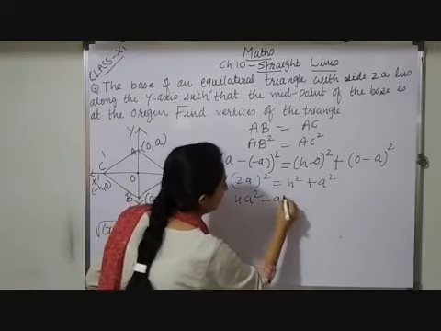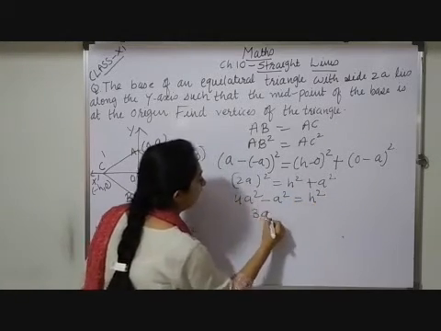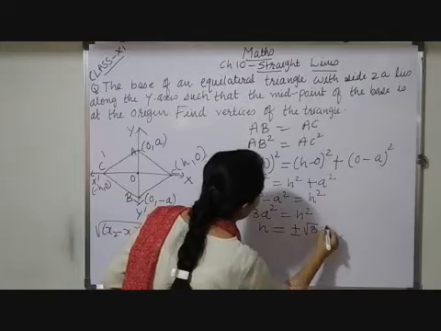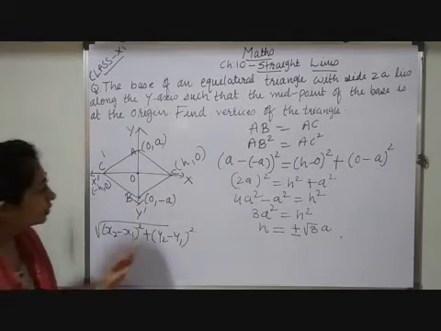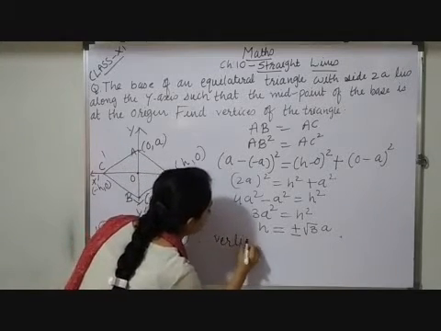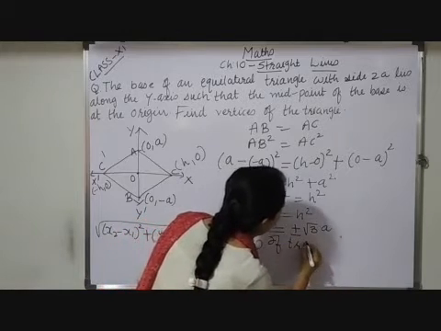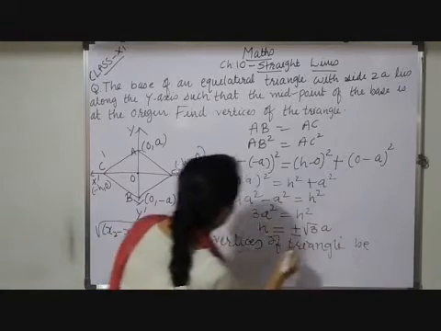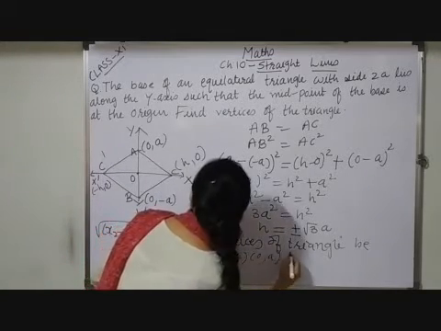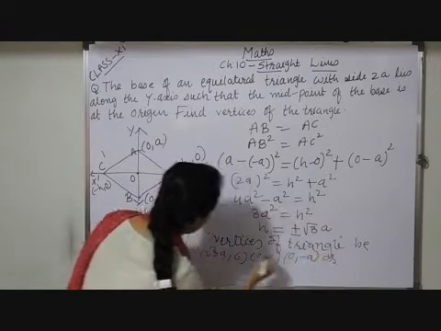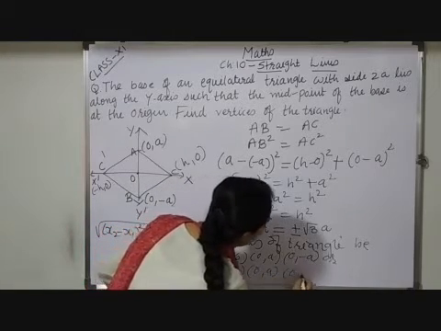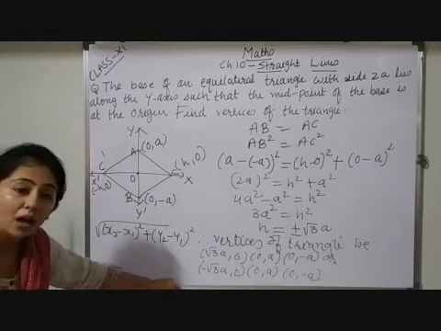This a square I am shifting here. So now you have h square. So 3a square is equal to h square. So h is equal to plus or minus root 3 a. Therefore, the vertices of the triangle are (root 3 a, 0), (0, a) and (0, minus a), or it may be (minus root 3 a, 0), (0, a), (0, minus a). Hope this question is understood to you.